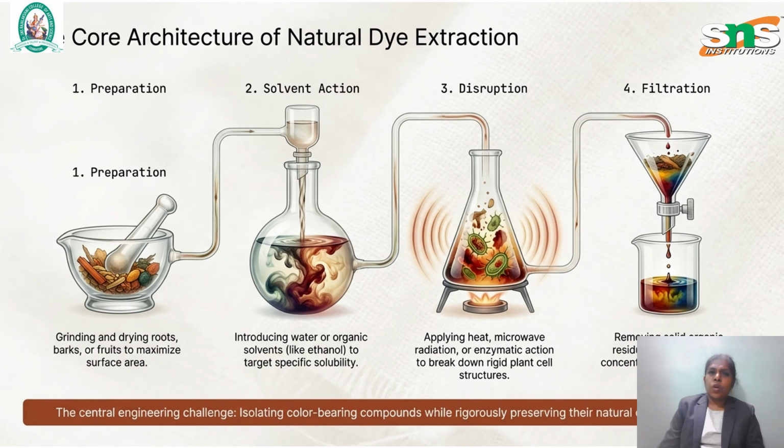Now these organic solvents or the water will act upon the particular natural dye source. This may take place by normal heating, sometimes microwave radiation, sometimes enzymatic action, and the cell walls are broken down. Then the pigment is released. And now the soluble pigments are filtered, and then used as the natural dye source.